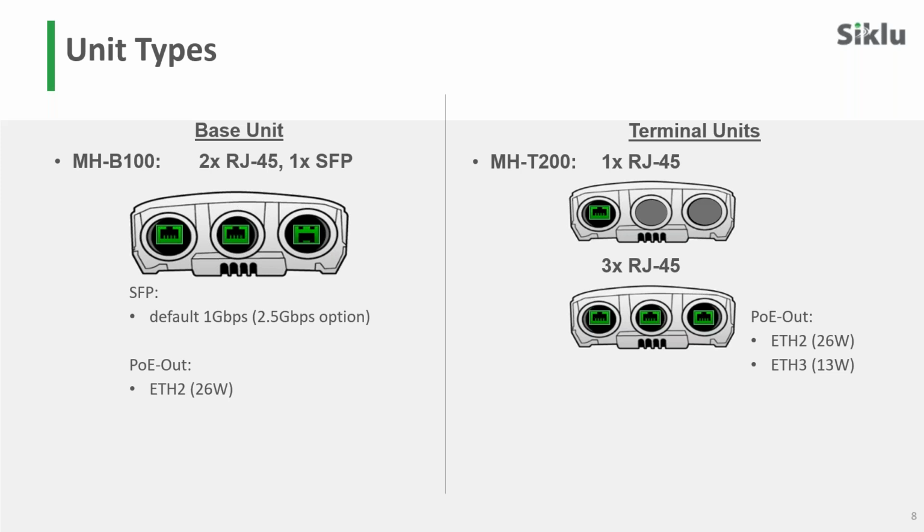We have today, before this new announcement, 2 types of terminal units. They all look the same, by the way, the base unit or the terminal units, but the features and the port configurations, as you can see, are a little bit different. The terminal units come in 2 variants, 1 port or 3 ports. All the ports on the terminal units are RJ45. On the terminal unit with 3 ports, 2 of them can power additional equipment with 26 or 13 watts, as you can see here on the chart.